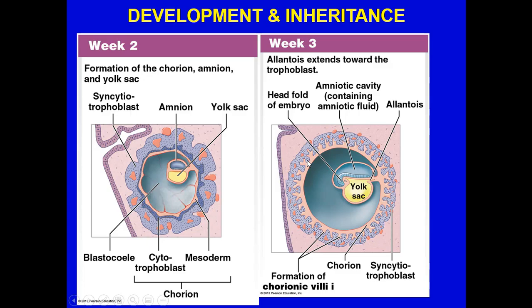Furthermore, you will notice the allantois here, the amniotic cavity with the fluid, and the head fold is occurring right here. This is the primary disc, and you have that head which will fold. Okay?